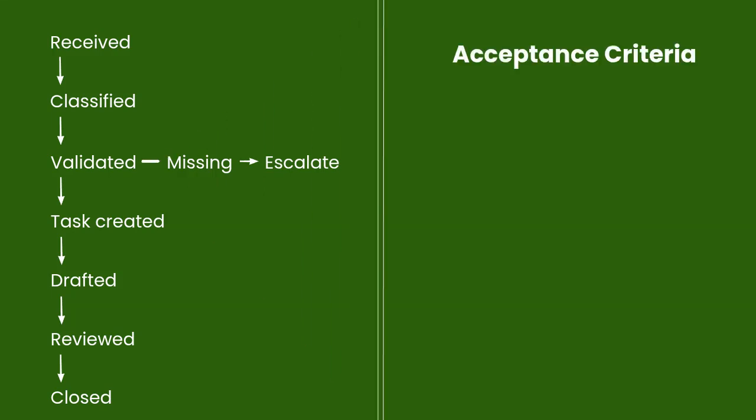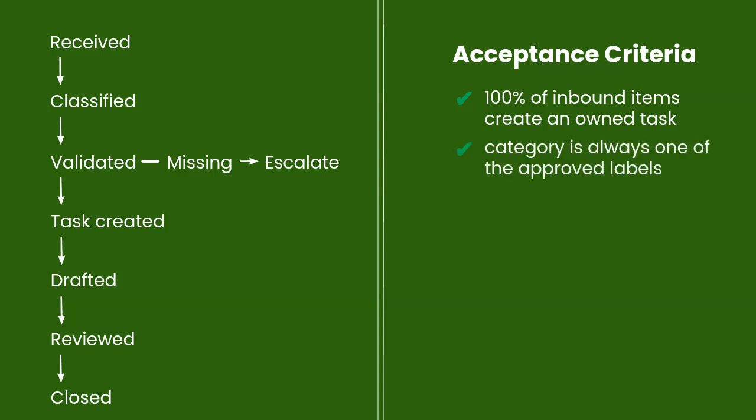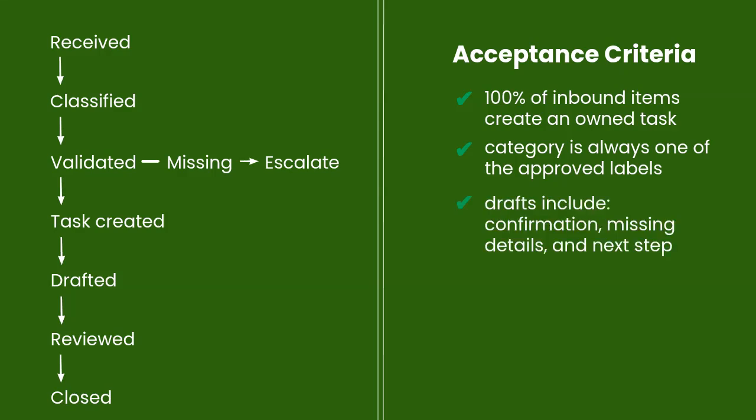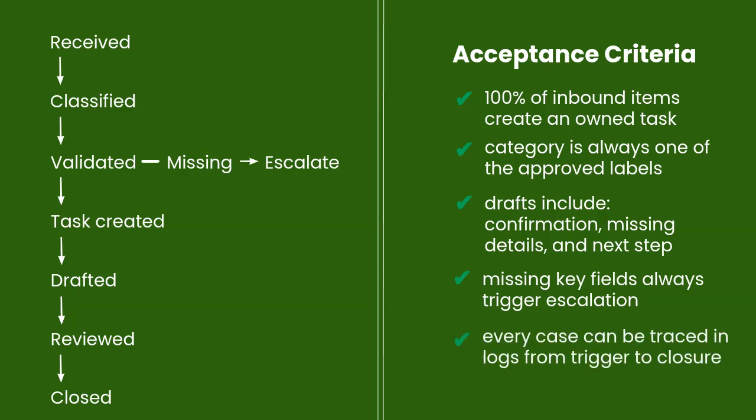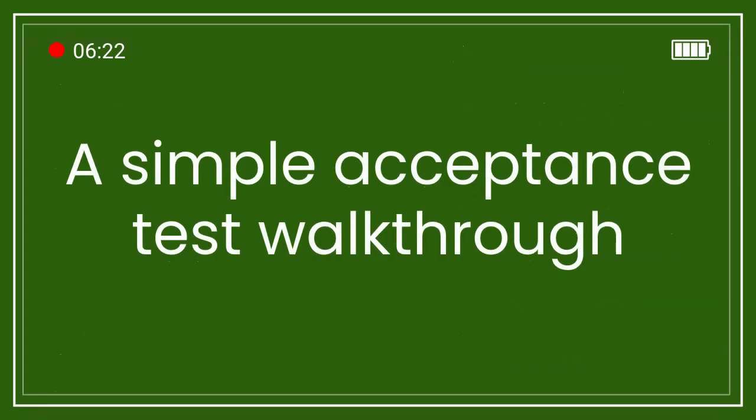Acceptance criteria for that workflow might include 100% of inbound items create a known task. The category is always one of the approved labels. Drafts always include confirmation, missing details, if any, and the next step. Missing key fields always trigger escalation rather than guessing. And every case can be traced in logs from trigger to closure. Now, none of that requires predicting business outcomes. It defines correct behavior.